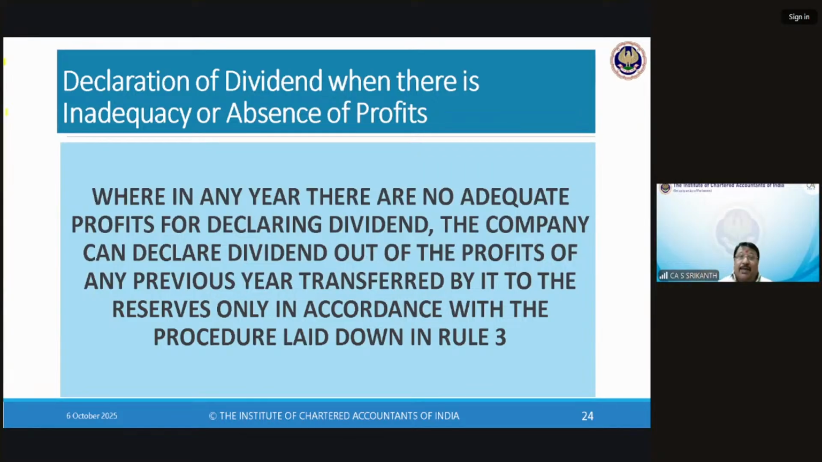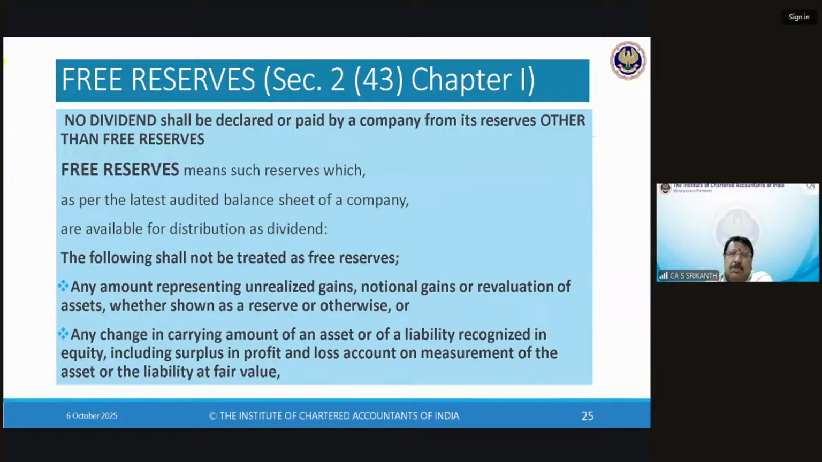Then they can declare a dividend. The company can declare a dividend out of the profits of any previous year transferred by it to the reserves. Right. But declaration of dividend out of reserves is strictly controlled by Rule 3. Strictly controlled by Rule 3. No dividend shall be declared or paid by a company from its reserves other than free reserves. So already we mentioned that. What is free reserves? We have already seen it in the definitions.